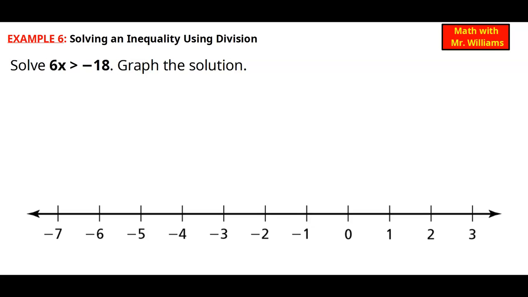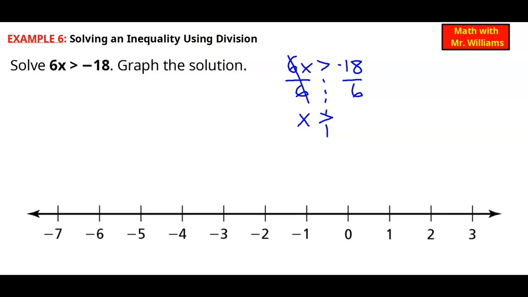Math with Mr. Williams, example 6, solving an inequality using division. Solve 6x is greater than negative 18. Graph the solution. So let's first write down the inequality. So we have 6x is greater than negative 18. We'll draw a line of inequality. We see that 6 is being multiplied, so to cancel that, we are going to divide both sides by 6, by showing that fraction.